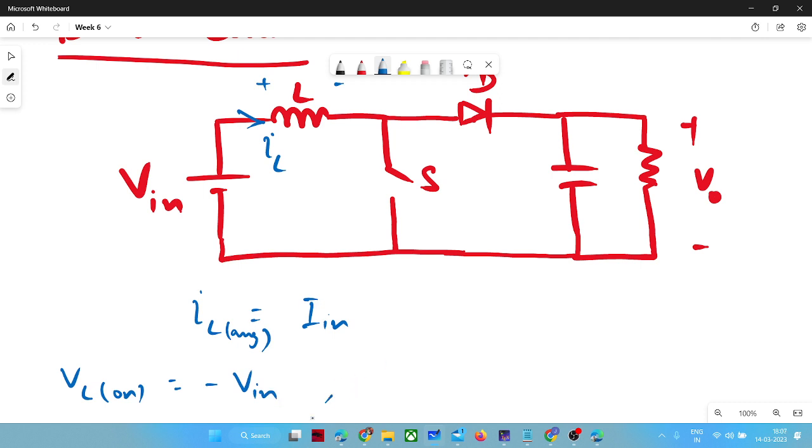And during the off state of the switch, it will be V in minus V naught, because during off state, this diode will be shorted and switch is anyway open. So V in minus V naught.